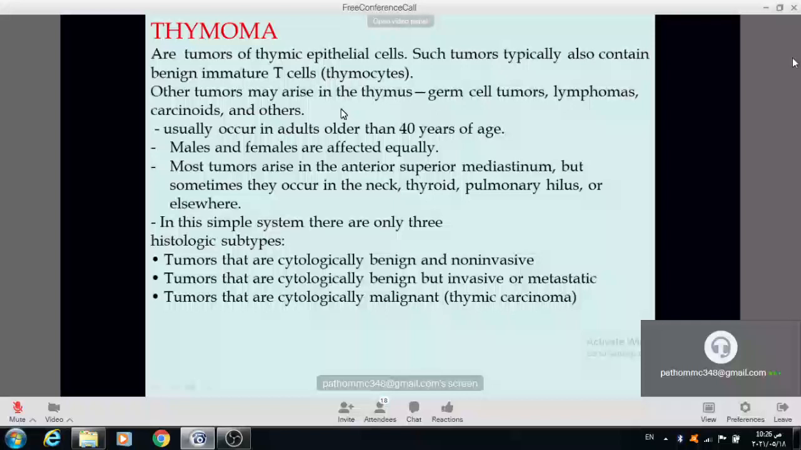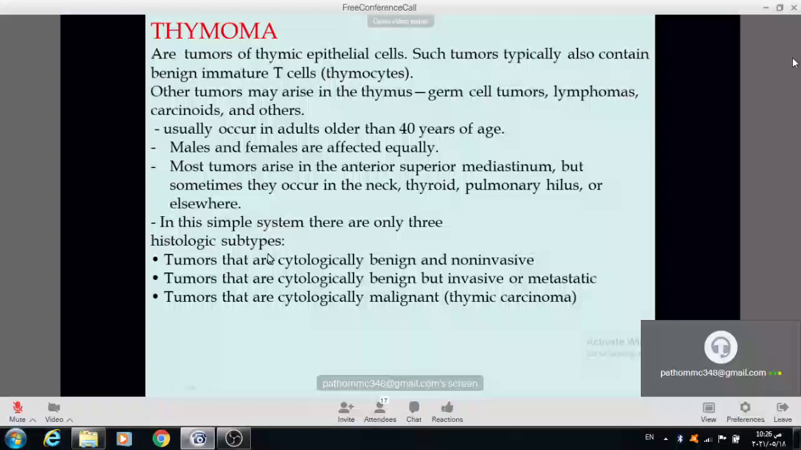Then we have other tumors that may arise in the thymus. Could we have lymphoma, germ cell tumor, carcinoid, and others? لكن من قول thymoma معناته thymic epithelial cells. عادة نشوفها بالadult more than 40 years of age, male and female equally affected. And the usual presentation of thymoma يجي على شكل mediastinal mass. يعني تجي mass in the mediastinum، يما بالanterior mediastinum، superior mediastinum. ممكن تجي بالneck, the thyroid, or the lung, or other sites. لكن usually هي تجي thymoma على شكل mediastinal mass.